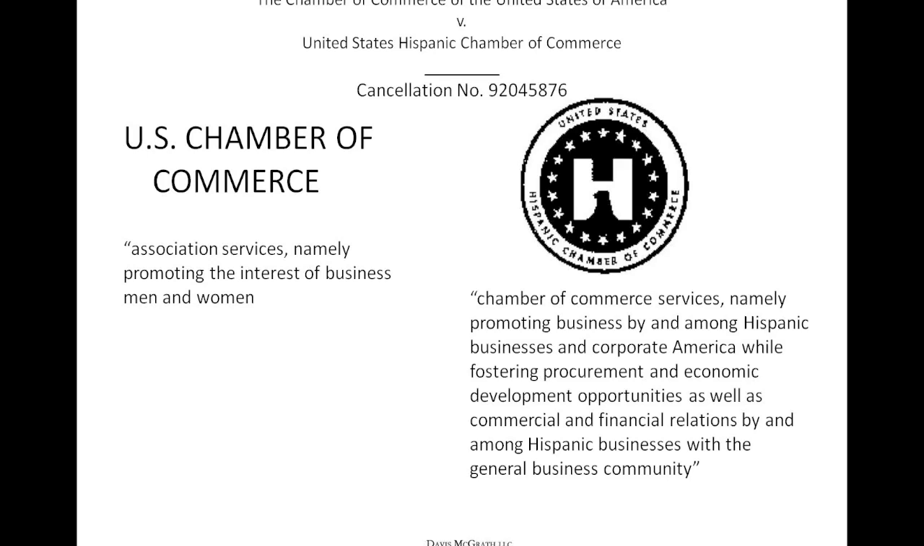And the board looked at the appearance and connotation of the marks. They looked at U.S., that's on the left mark, and then United States spelled out on the right, and also the use of the word Hispanic on the mark on the right would certainly aid in distinguishing the marks.